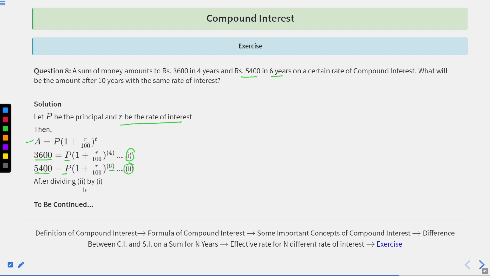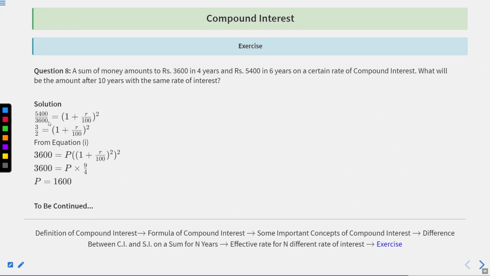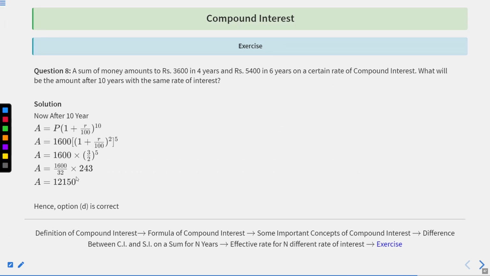So when you divide 2 by 1, you will have 5400 upon 3600 equal to (1 plus R upon 100) square. Now taking root both sides and simplifying, you will get P equal to 1600. So now after 10 years, amount is equal to 1600 into ((1 plus R upon 100) whole square) to the power 5. So it will be 1600 into 3 by 2 to the power 5, which is equal to 12,150. So the amount after 10 years will be 12,150. So the option correct here is option D.